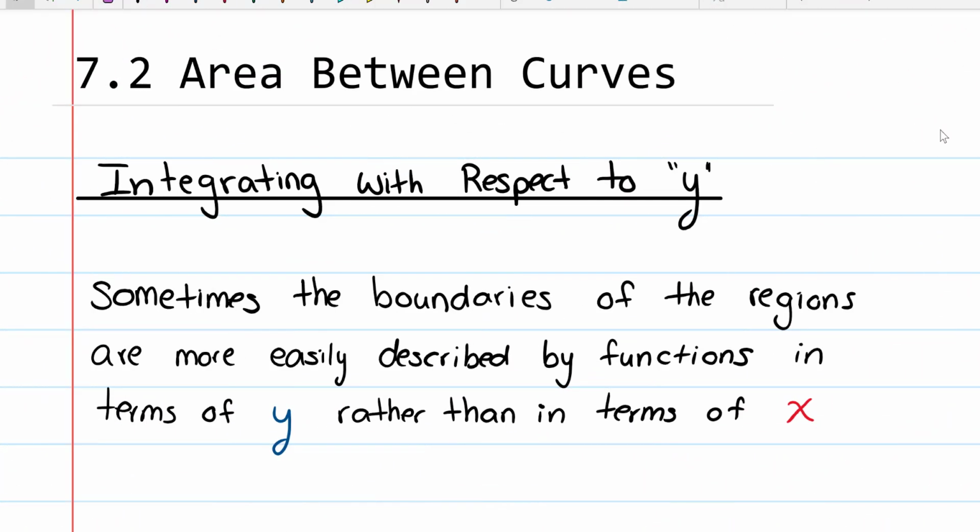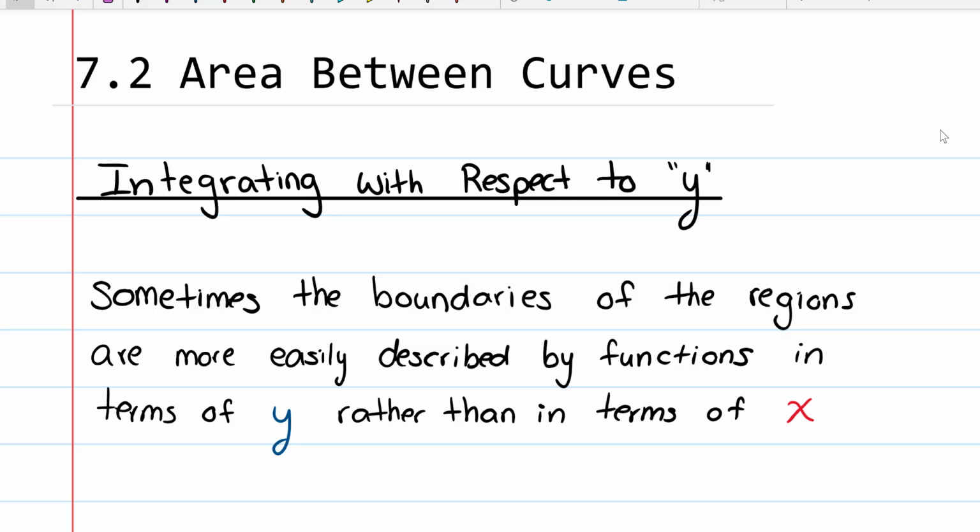In 7.2, we've talked a lot about how to integrate between curves. In each example so far, we've talked about how to integrate with respect to x. Now I'm going to introduce how to integrate with respect to y. So sometimes the boundaries of the regions are more easily described by functions in terms of y rather than in terms of x.